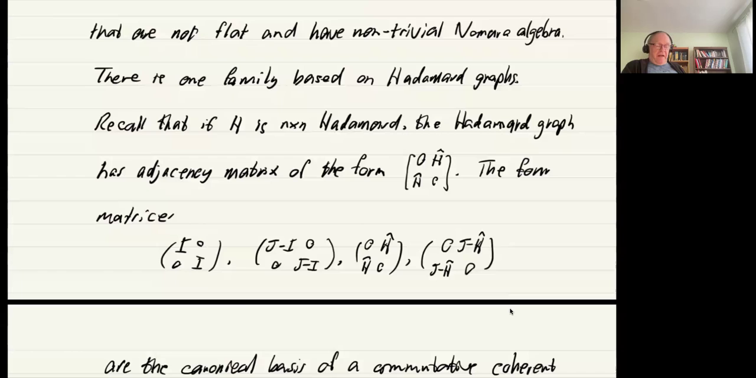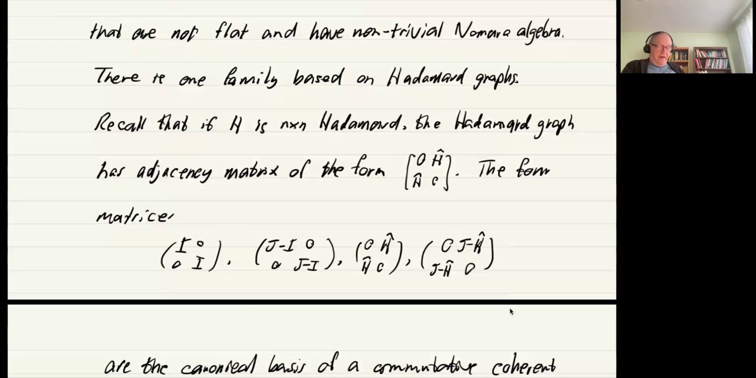And so if H is an n by n Hadamard matrix, the adjacency matrix of the graph can be written as a 4n by 4n matrix in this form, where this H hat is the doubling of the Hadamard matrix. So we replace the -1, get rid of the -1. So I get that form. And so in fact, you get 4 matrices to play with.